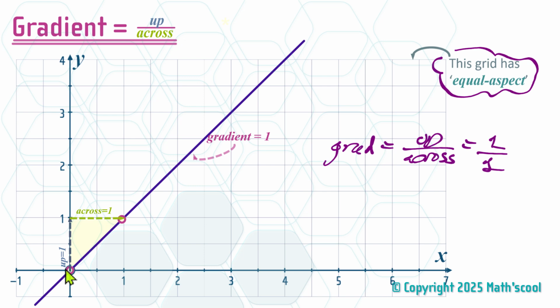So in this case, I've put a grid with equal aspect. It won't always be the case that there'll be equal aspect. When you have a grid of equal aspect, a line of gradient 1 will be at 45 degrees to the x-axis. So this angle here is 45 degrees to the x-axis.